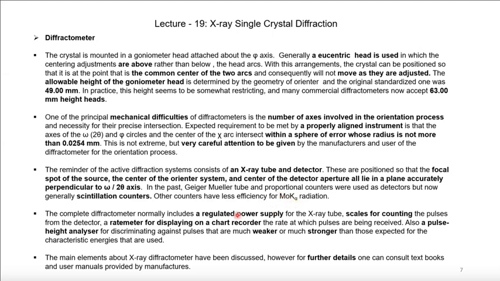Then we do have a regulated power supply, a scaler for counting, a rate meter, etc. And from the pulse, we have to look out for weaker and stronger reflections, and then adjust this scaling using the expected characteristic energy that is used. Okay. The main elements of the X-ray diffractometers have been discussed, and for further discussion or further reading, you can use textbooks as well as manuals provided by the manufacturers.